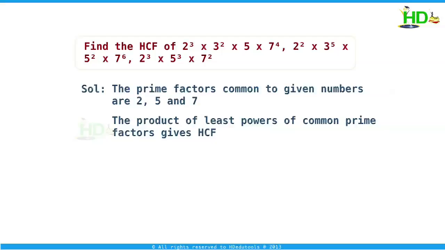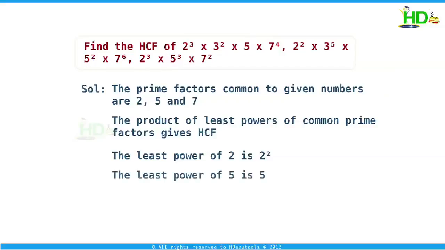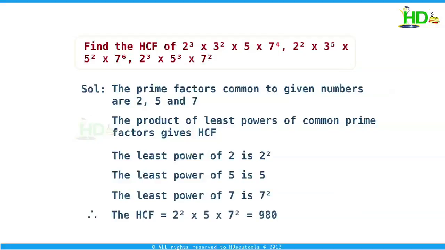If we consider the common factor 2, the least power of 2 is 2 square. If we consider the common factor 5, the least power of 5 is 5, and the least power of 7 is 7 square. Therefore, HCF is equal to 2 square into 5 into 7 square, that is nothing but 980.